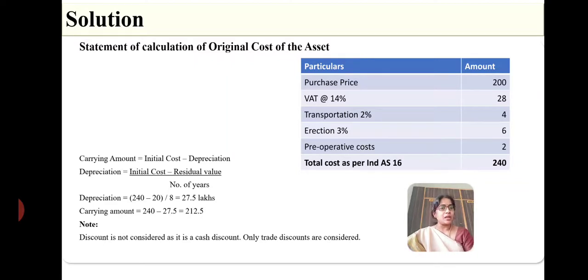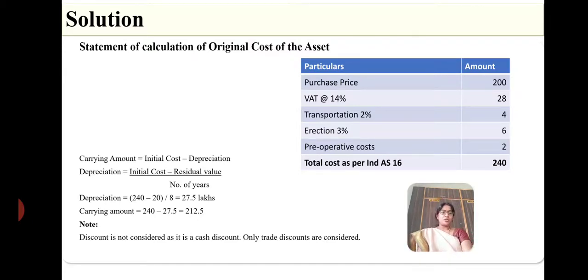So in order to calculate the carrying amount, we have to minus this annual depreciation from the cost, which is 240 minus 27.5, which gives 212.5 lakhs. Okay. So in the note also I have mentioned discount is not considered because it is a cash discount, only the trade discounts are deducted from the purchase price.